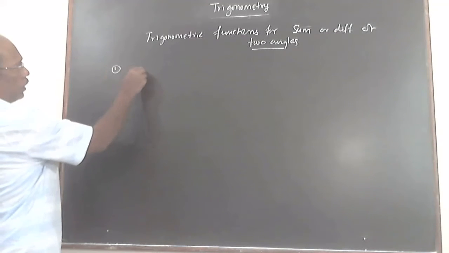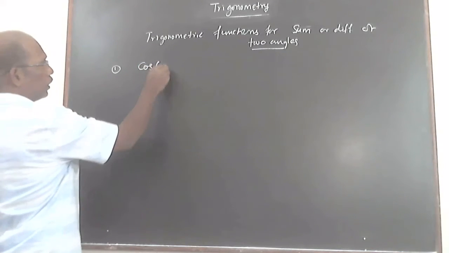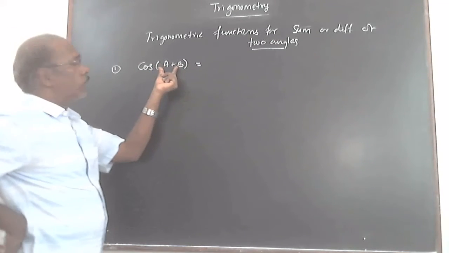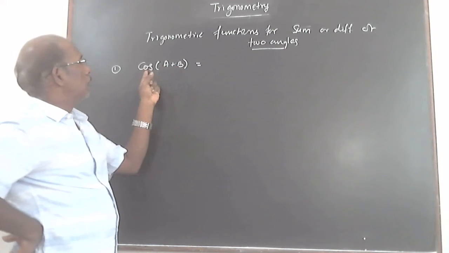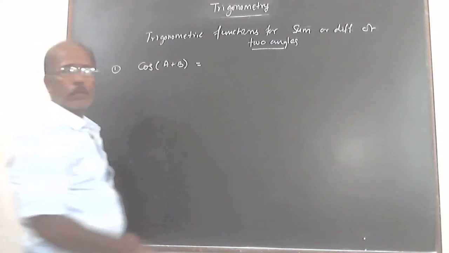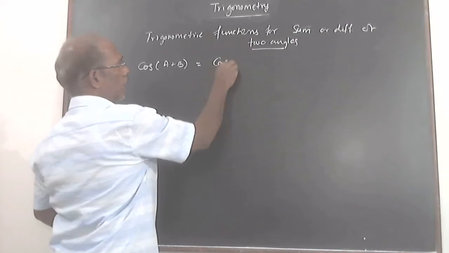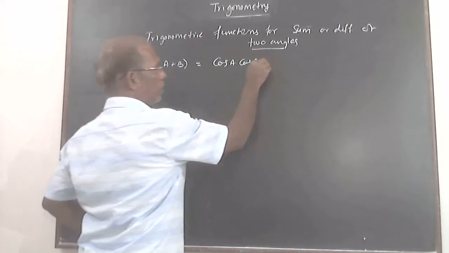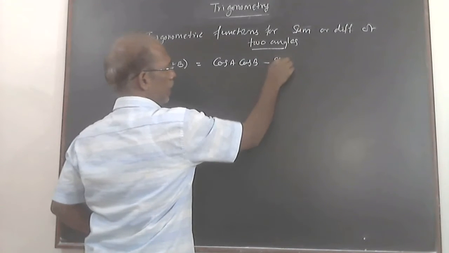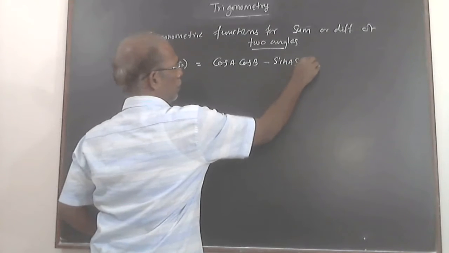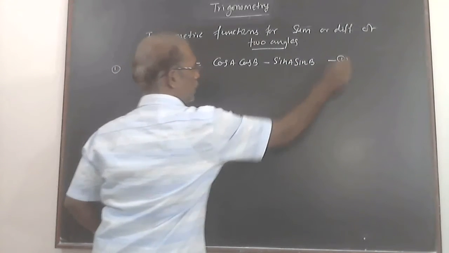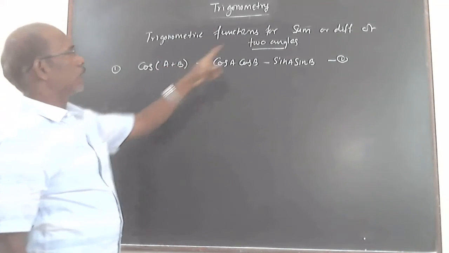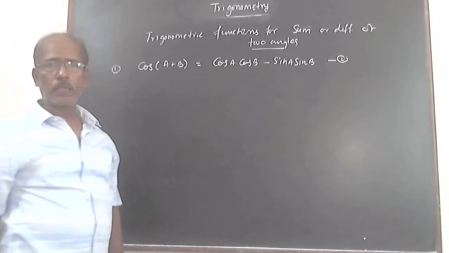The first formula is cos of A plus B. A plus B is known as a compound angle. Cos of A plus B is equal to cos A cos B, and the middle sign is plus, so take the opposite sign for cos: sin A into sin B. This is the first result of the compound angle, for the sum of two angles.